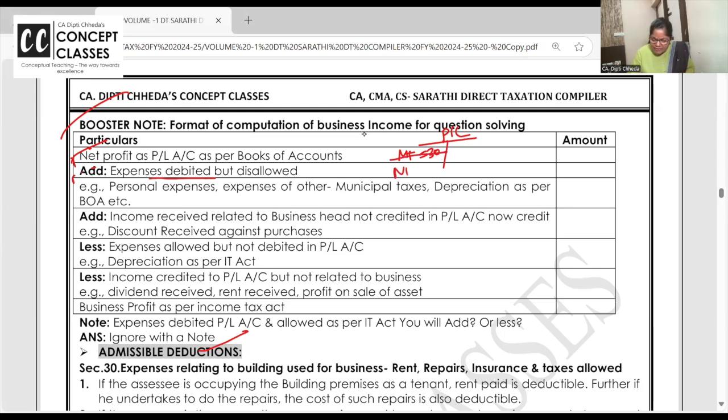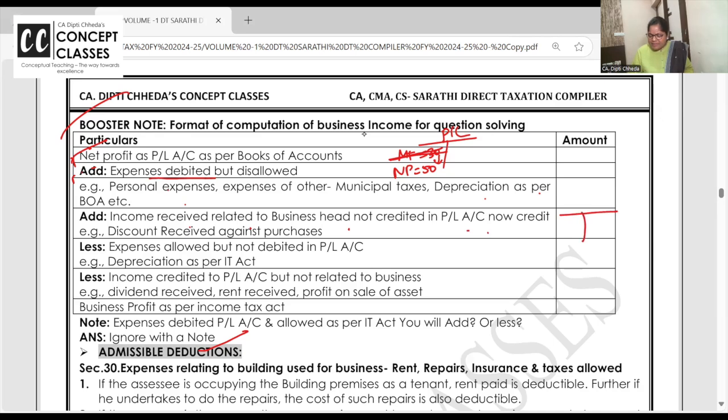So if you scratch this, say net profit is 50. If you scratch this, the profit will increase, no? So whenever personal expenses are debited, expenses for other heads, depreciation as per books, add. Right? Add. Now, income which is related to business, you didn't credit, now credit.